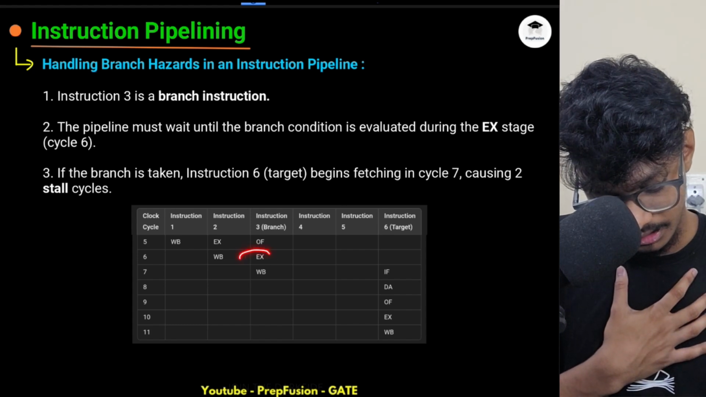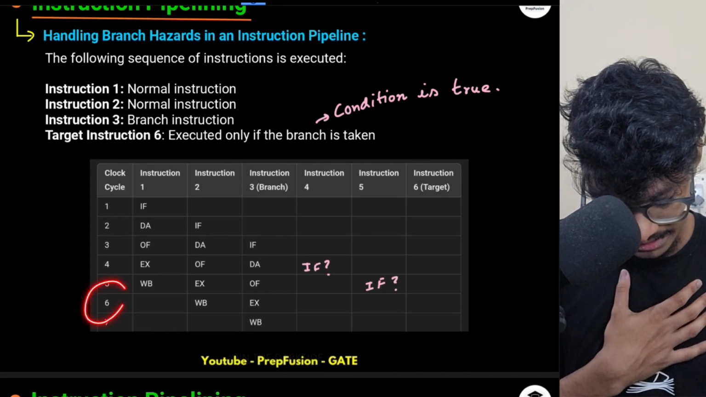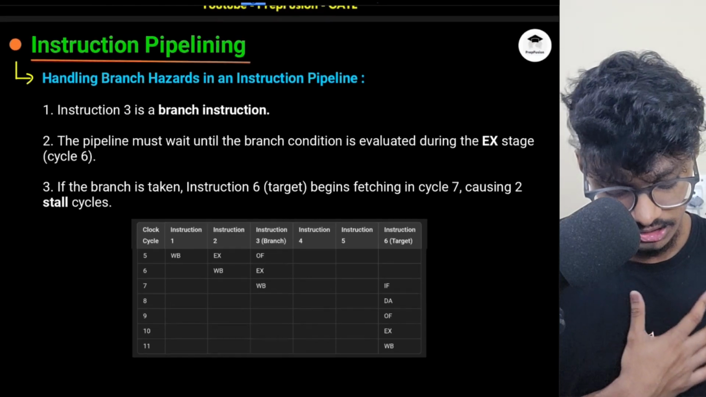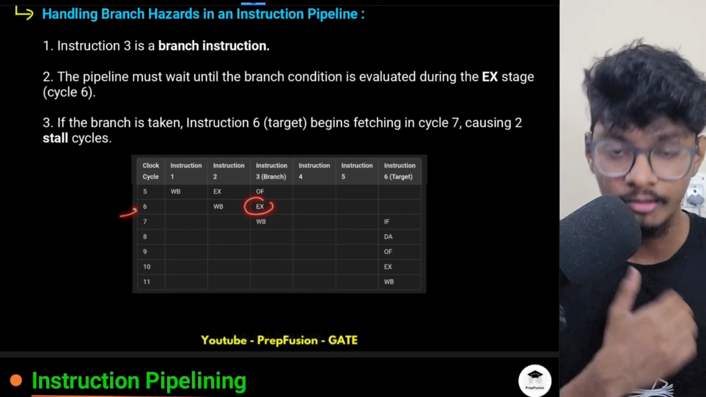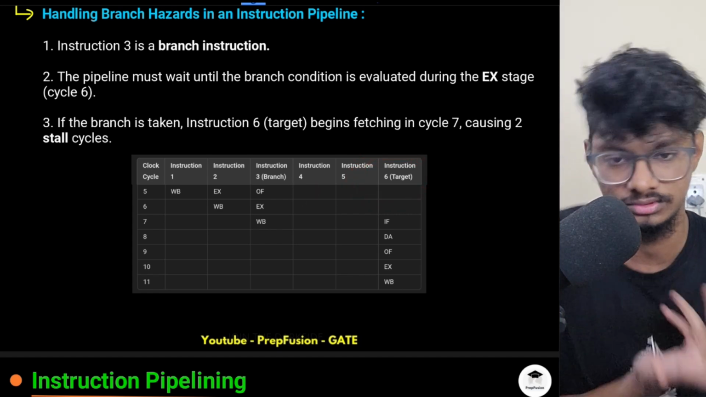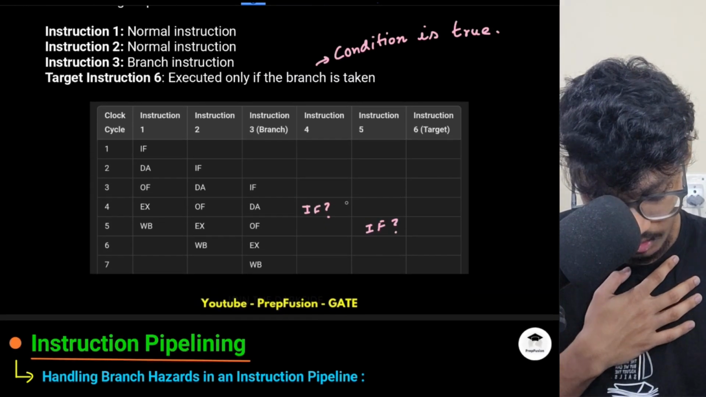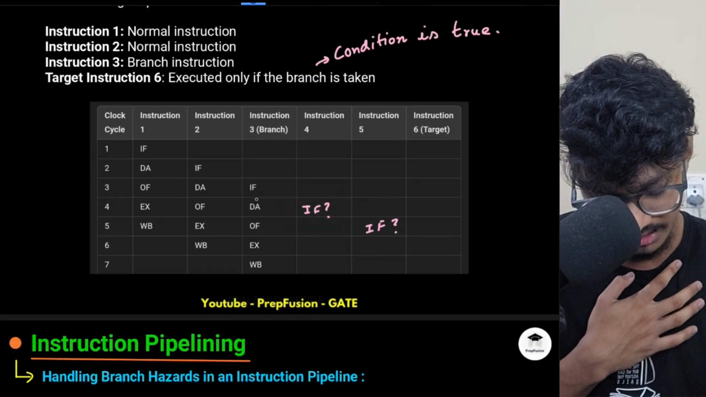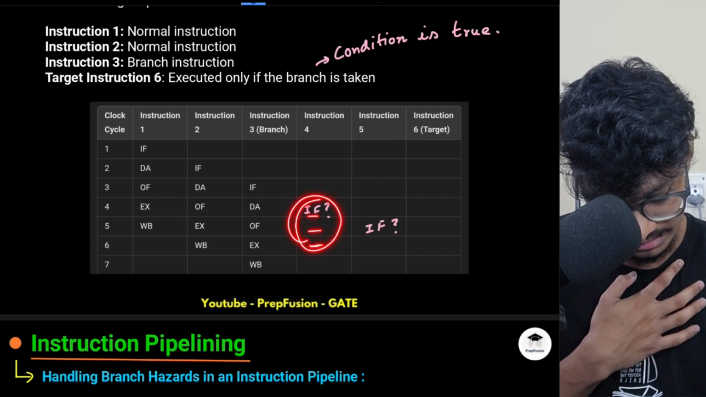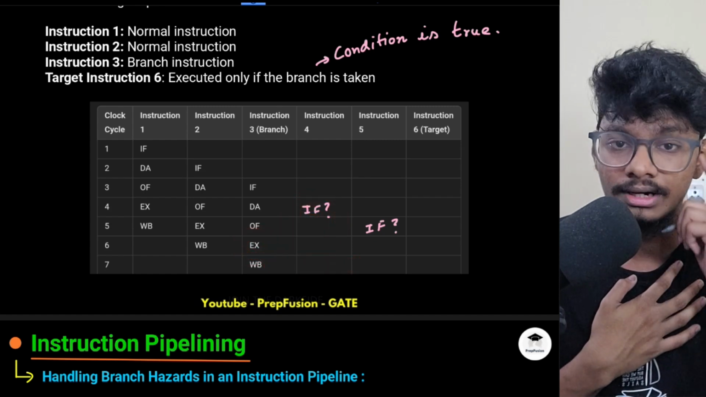My branch condition will be evaluated here, in cycle 6, because I was here. In cycle 6 only, my branch condition for instruction 3 will be evaluated. So after this particular cycle, I will be able to know whether I need to go to instruction 6 or instruction 4 or something else. So I have to wait. I cannot instantly do instruction fetch after this. I have to wait for these 3 cycles, so that I get my information from execution, and only then go to the next instruction fetch.